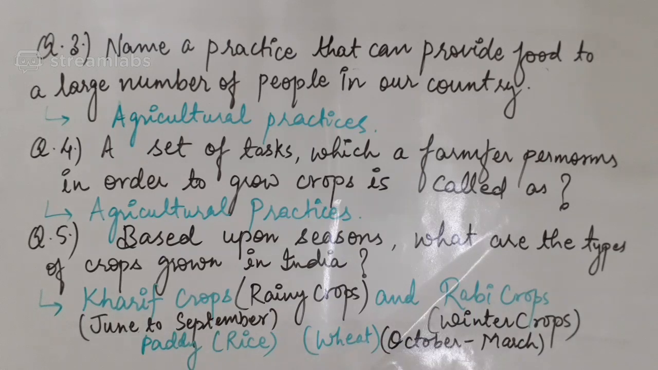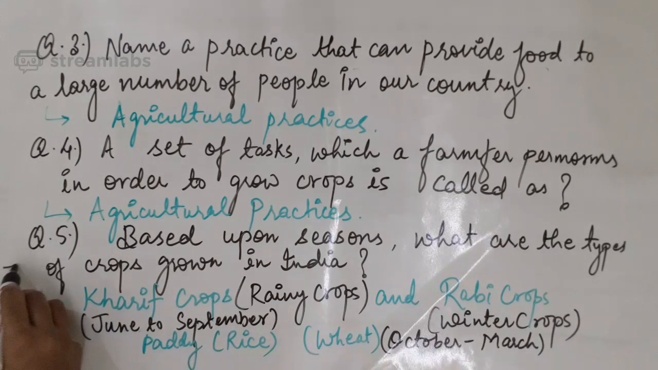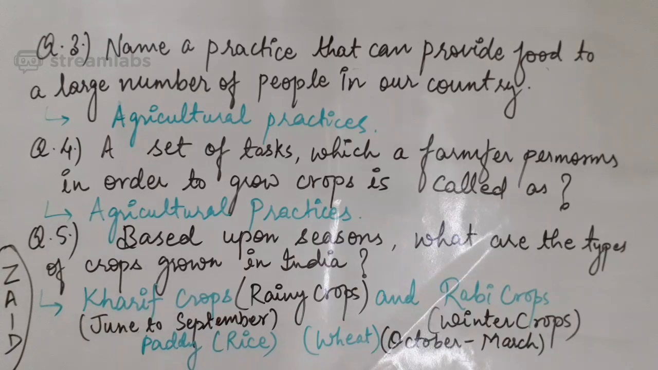Besides them, there is another season crop, that is called as the summer crop, that is called as ZAID. ZAID means summer crops. In this season, many pulses and vegetables are grown.